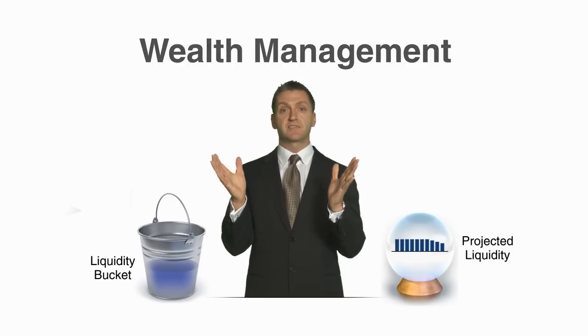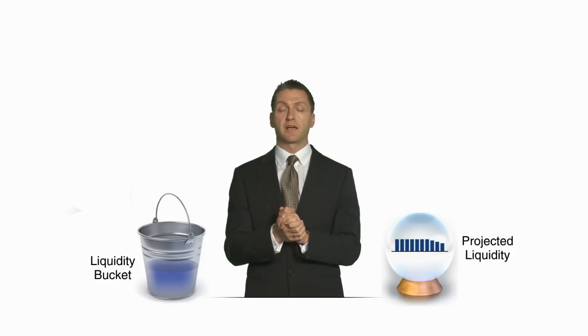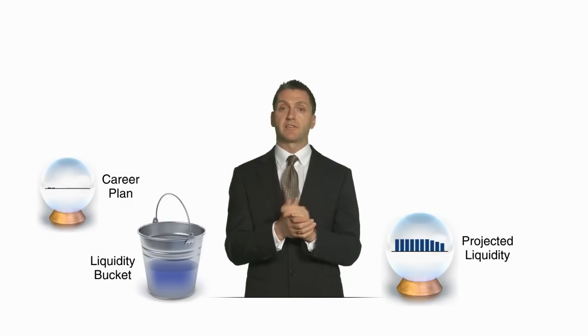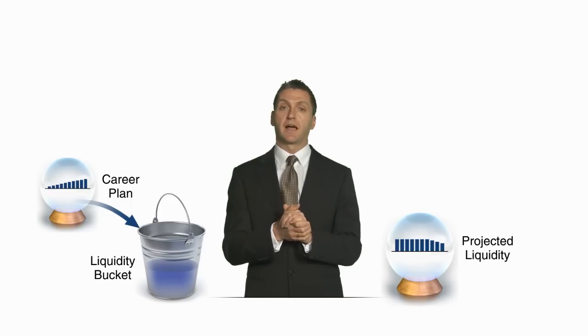Now, the bucket itself of liquid cash is fed by various different things throughout your life, and I think of 6 different plans that generally contribute to that. The first would be your career plan. This would be where you have a flow of money in from your earnings over a period of time. Allied to that, you may well have a business plan.